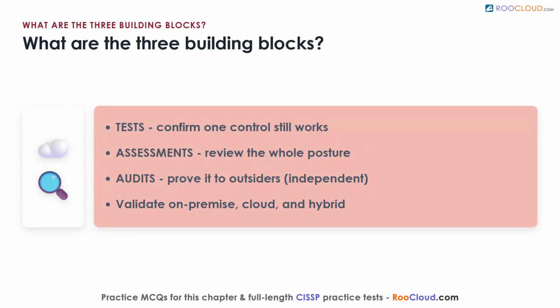So what are the 3 building blocks of the program? Think of them as 3 lenses on the same controls. Tests confirm that a specific control still functions. Assessments step back and review the whole security posture of an environment. Audits bring in an independent party to vouch for that posture to outsiders. And whatever you build must hold up everywhere you run, on-premise, in the cloud, and across hybrid setups. Design once, but validate in every location.